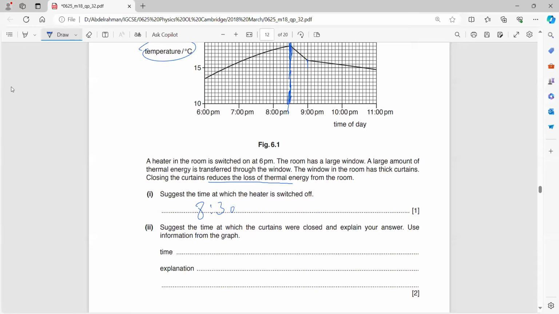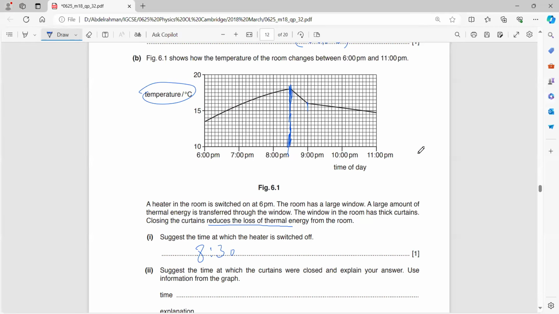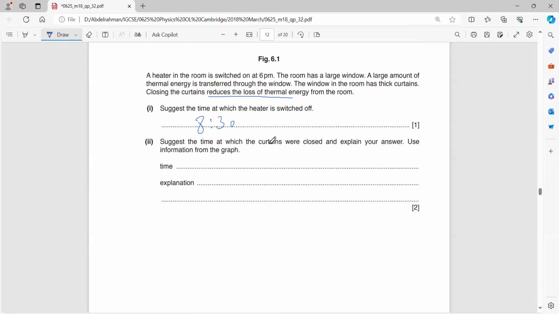Suggest the time at which the curtains were closed and explain your answer. When did I close the curtains? 9 p.m. Why was it 9 p.m.? The temperature was dropping, but at a lower rate. The rate of losing heat started to decrease. The slope decreased. The rate of heat loss decreased.